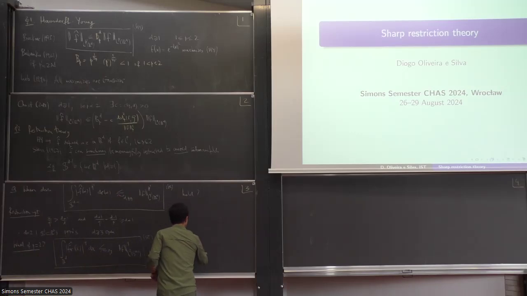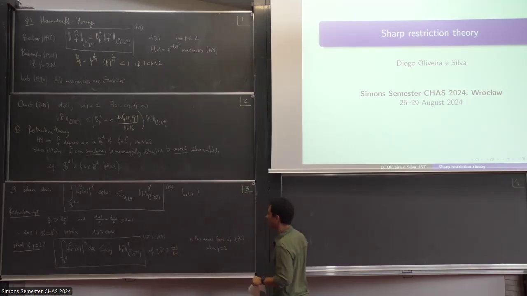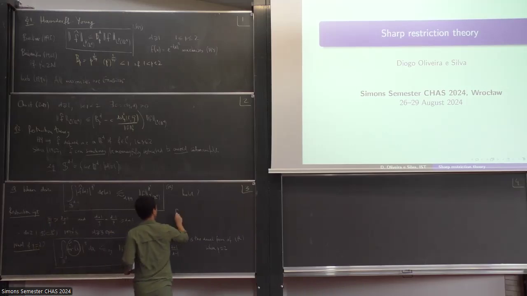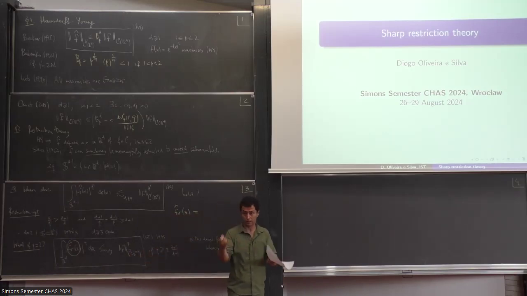This is the dual form of the restriction inequality, which I called R up here, when p is 2. One thing I should define is what this extension operator is. It's f sigma hat. Remember, sigma is the surface measure of the sphere and f is a function on the sphere, so f sigma is a measure on the sphere. It's a compactly supported measure, so it makes sense to define its Fourier transform.